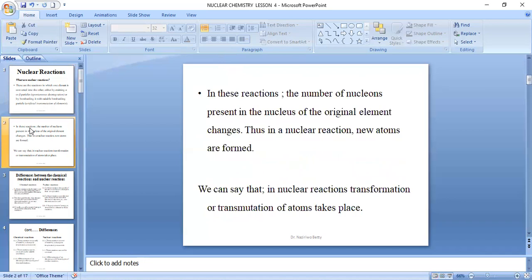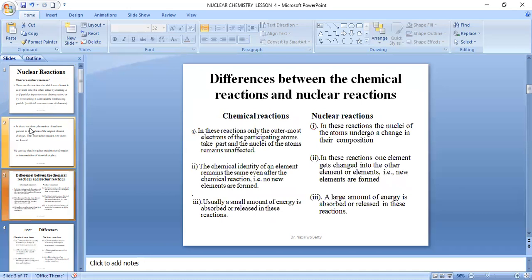In these reactions, the number of nucleons present in the nucleus of an original element changes. We can say that in a nuclear reaction, transformation or transmutation of atoms take place. Let us now look at the differences between the chemical reactions and the nuclear reactions. In a chemical reaction, only the outermost electrons of the participating atoms take part in the reaction, and the nuclei of the atoms remain unaffected.